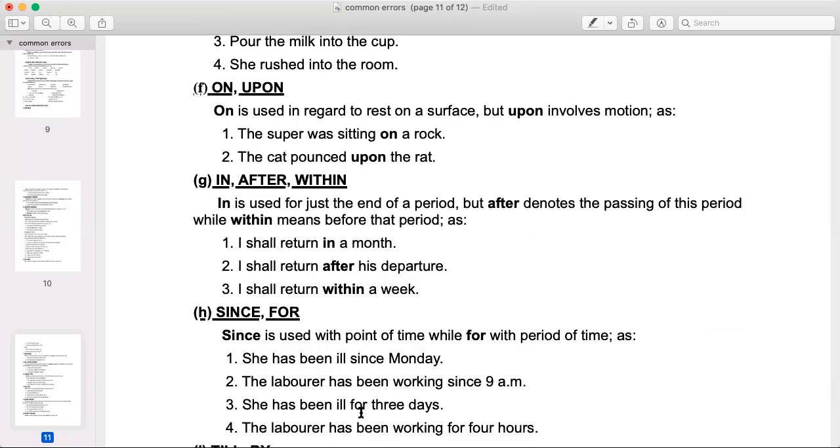Since and for. Since is used with a point of time, while for is used with a period of time. She has been ill since Monday. The laborer has been working since 9 a.m. She has been ill for 3 days, a period of time. The laborer has been working for 4 hours, a period of time.